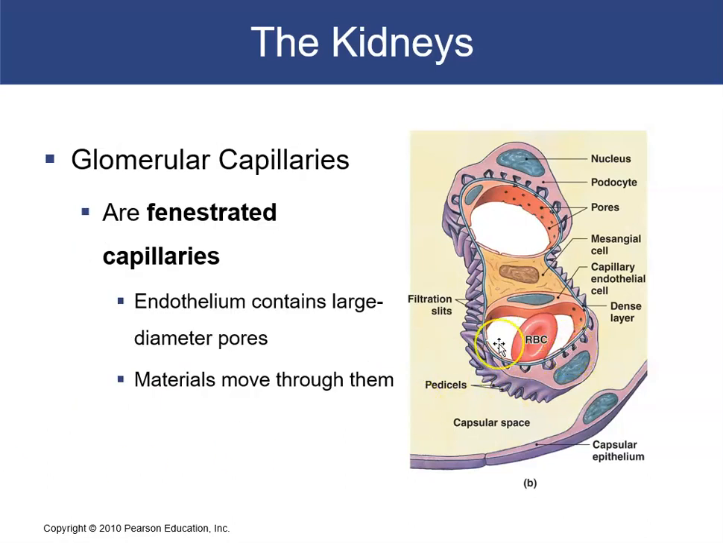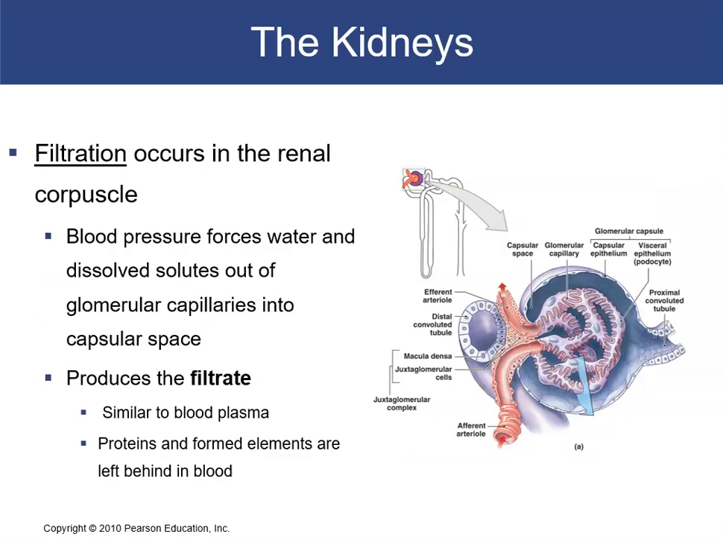Looking at the glomerular capillaries themselves, these are an example of fenestrated capillaries. We talked about that before. Fenestrated means they have these large pores, or fenestrations, that will allow materials to leave. So this is how urine is produced. We're going to filter out the blood. We're going to force all this material through these fenestrations and then through these filtration slits. This creates the process known as filtration.